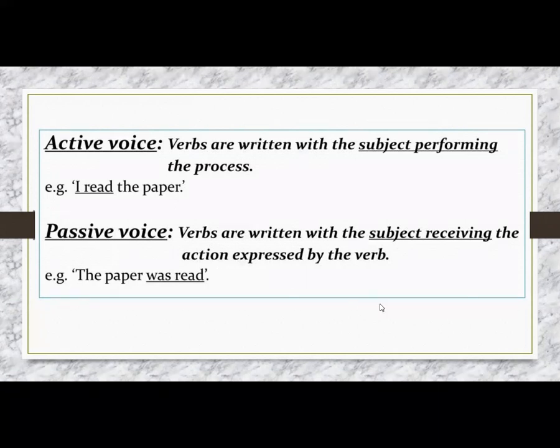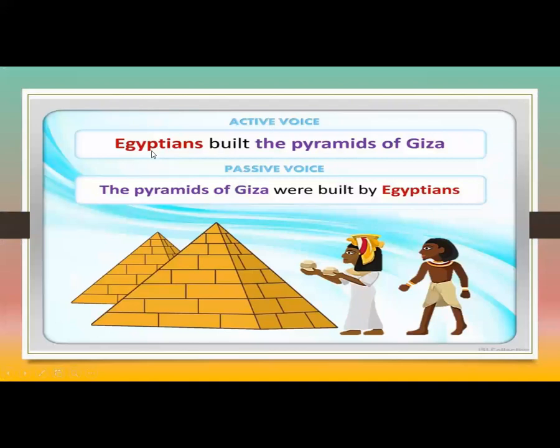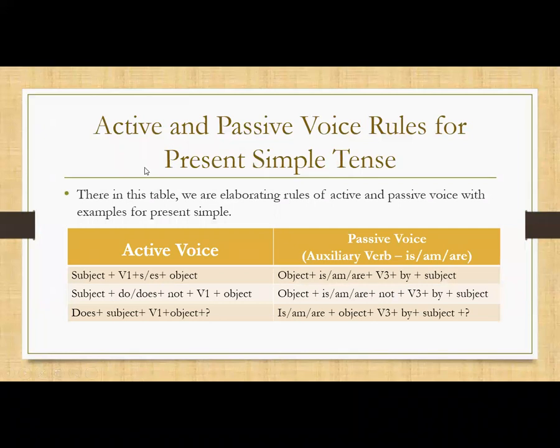Moving on to the next slide. Active voice: Egyptians built the pyramids of Giza. Who built the pyramids of Giza? Egyptians. Passive voice: the pyramids of Giza were built by Egyptians. This is how to change from active to passive. Now I'm pretty sure that it would be clear for you through the example. Basically this slide belongs to the conversion of active voice to passive voice.